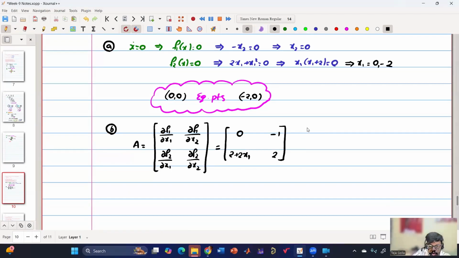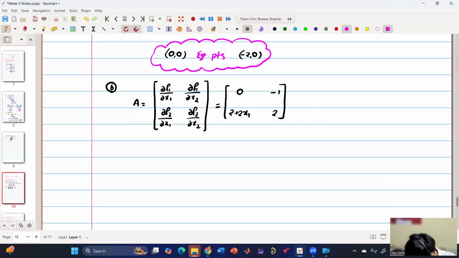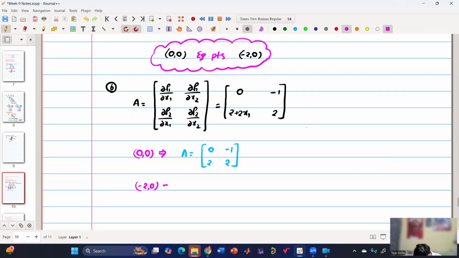Okay. Because we have two equilibrium points, if we consider (0, 0), then corresponding to that we get the A matrix as [0, -1; 2, 2]. Say this is A1. If we consider the (-2, 0) equilibrium point, then we get A2, which equals [0, -1; -2, 2]. So is this clear? Naveen, have we got two matrices for two equilibrium points?